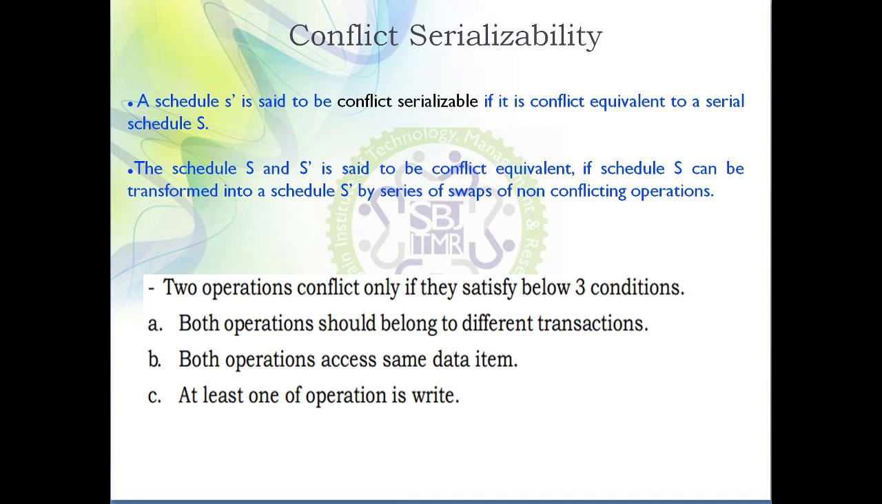So in this case what we are telling you, the simple thing, is when a particular schedule is said to be conflict serializable, suppose it is conflict equivalent to a serial schedule. And for that purpose, suppose a particular schedule can be transformed into schedule S dash by a series of swaps of non-conflicting operations. Okay, so this is what is important.